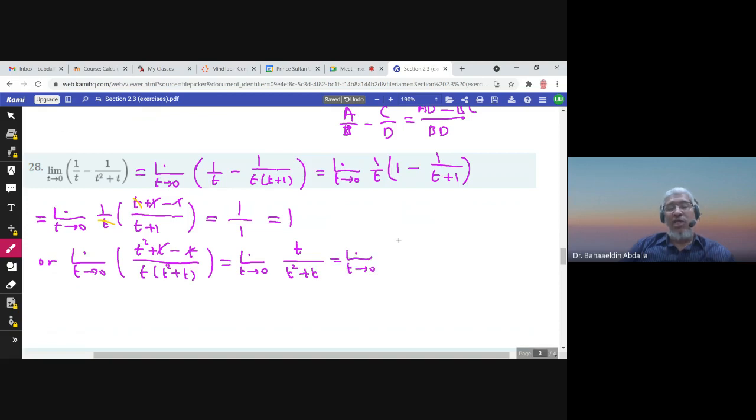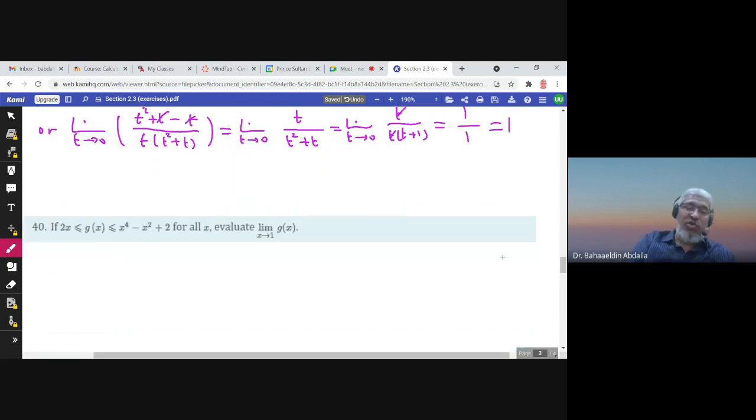But notice that I can take t as a common factor. So now t cancels with t, and I have 1 in the numerator, and replace t by 0. I have 1 over 1, and the answer is also 1.